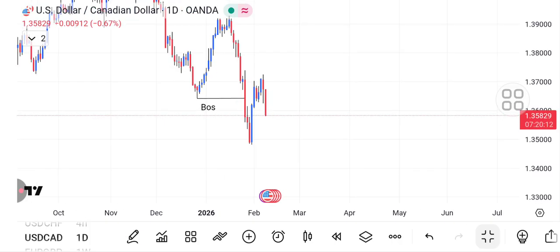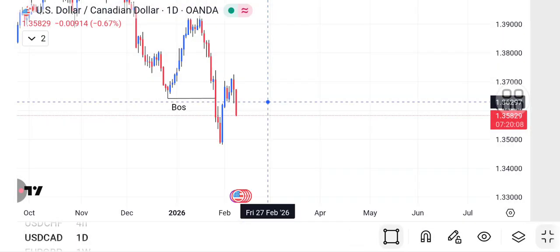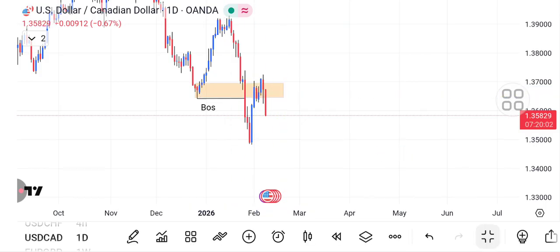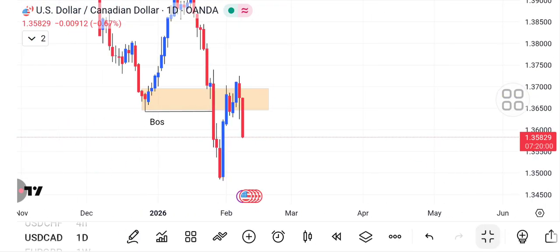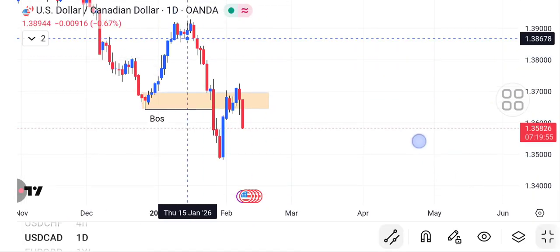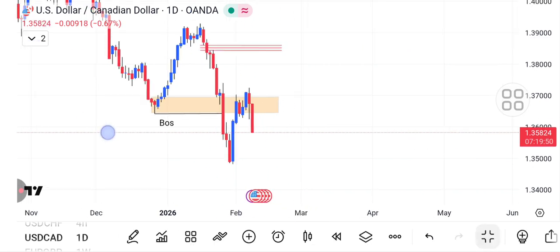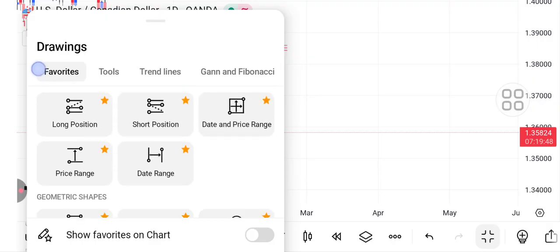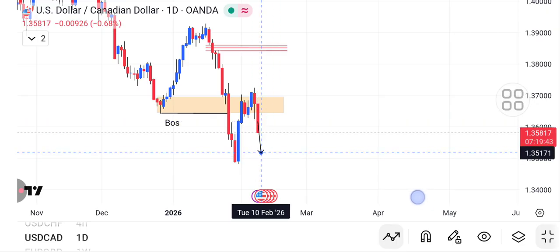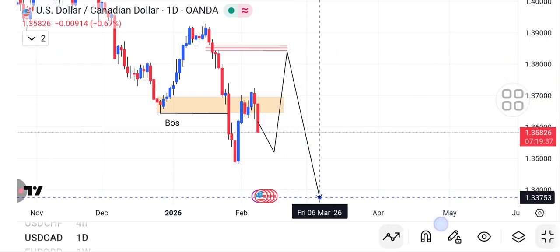So getting a break of structure, getting another unicorn model right here, also targeting that zone. Although we had some good fair value gap right here, I know price at least had to respect that unicorn model before doing anything, because it can come to this zone, then reject from this zone, then go back to this fair value gap, then also drop again.